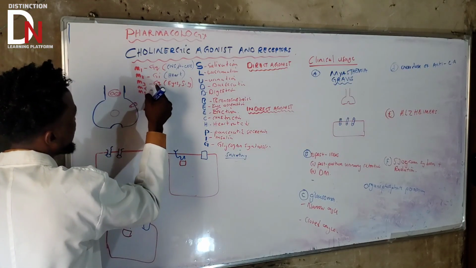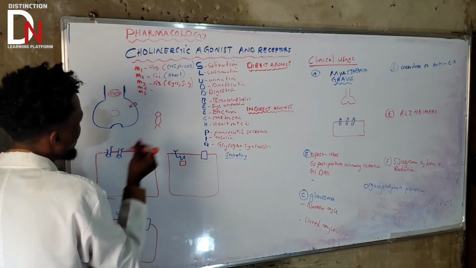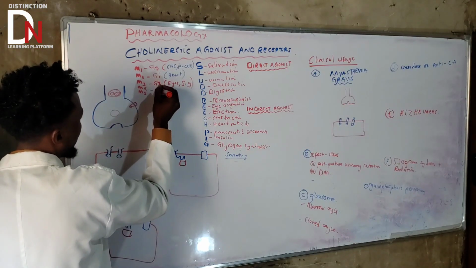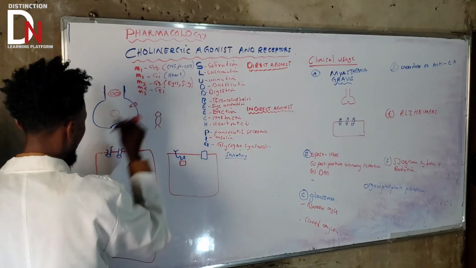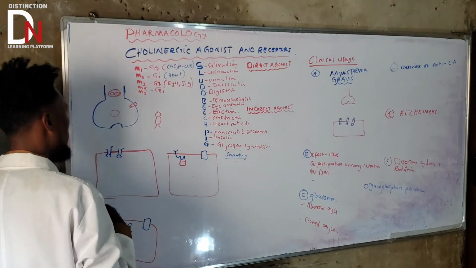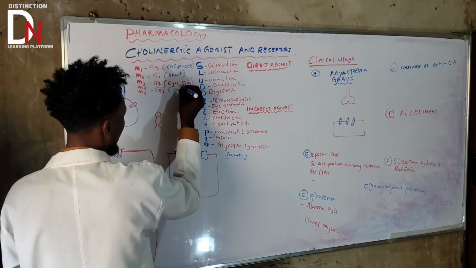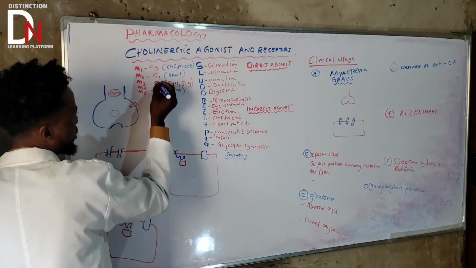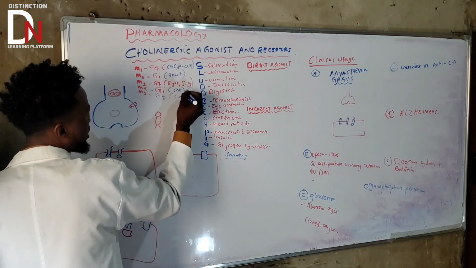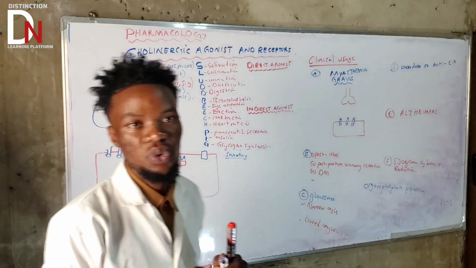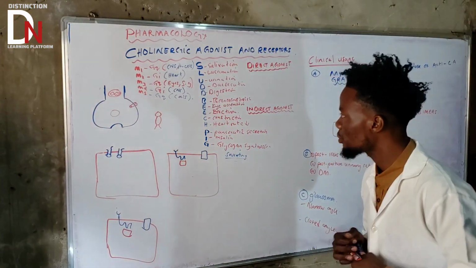If this is G2, then M4 will be what? Gi. Very simple. This is Gi. So where can you find it? Very simple. You can find it in the CNS. What about this one? If this is Gi, then this will be Gq. Then you can also find it in the CNS. Very simple to identify the location of those types of receptors.